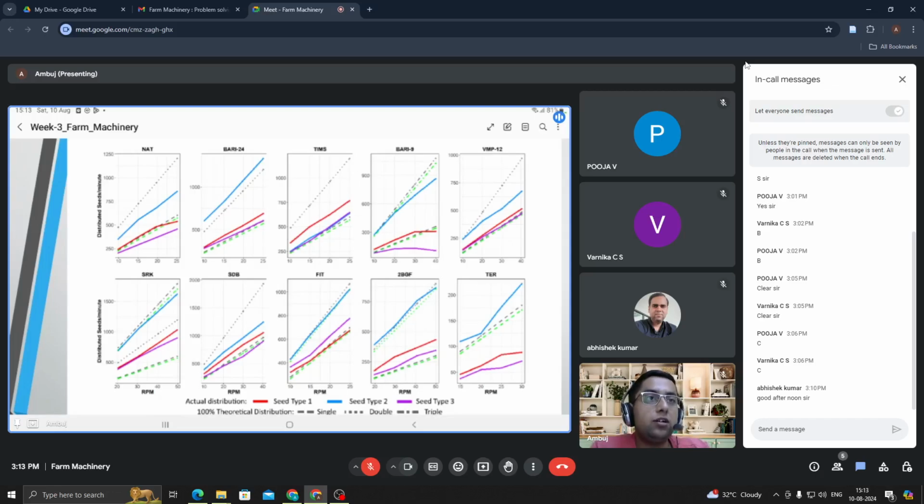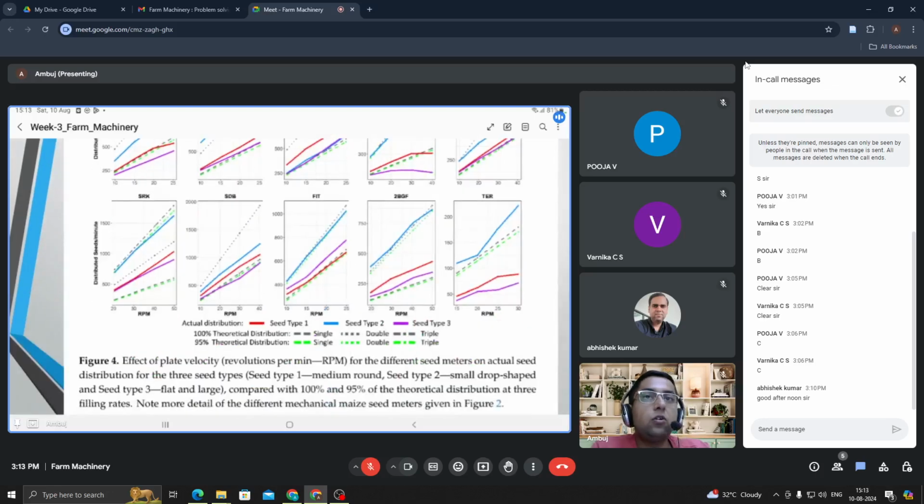So these plots you will be able to plot when you perform some tests. From these tests we get these particular attributes.